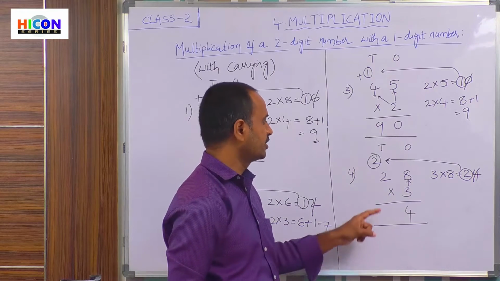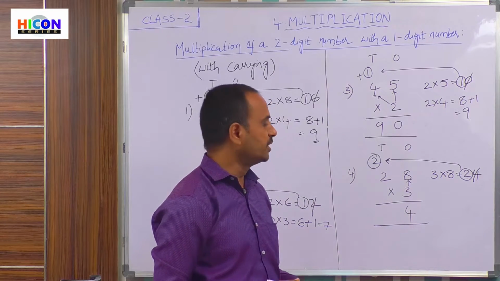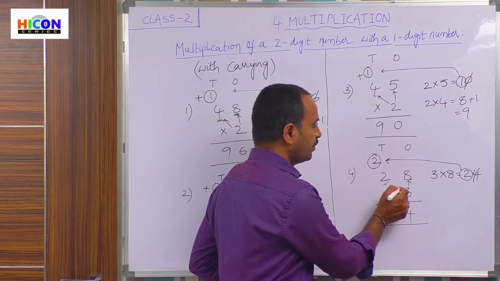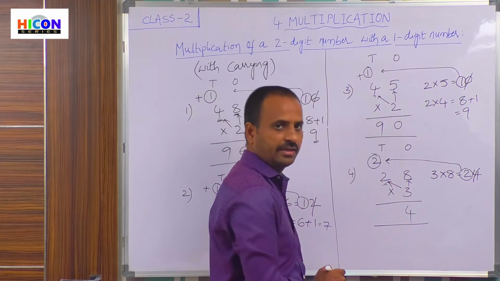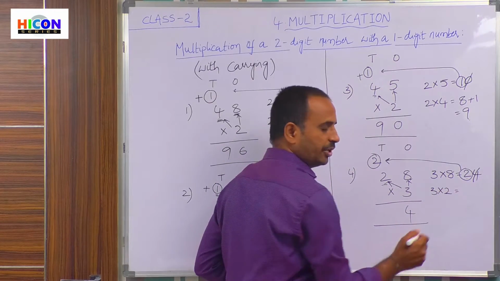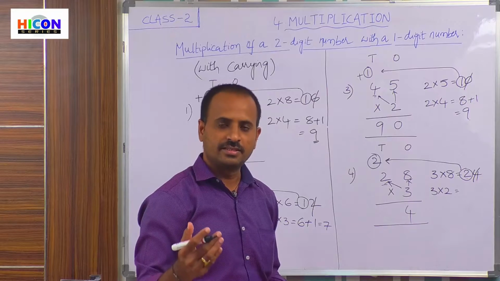Now do the multiplication with the tens place. So which digit is present in tens place? 2 is present in tens place. Multiply 2 with 3. That is 3 into 2. Children, how much 3 2s are? 3 2s are 6.